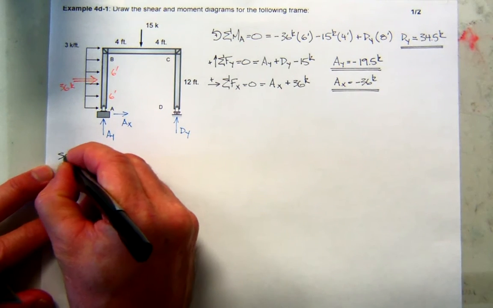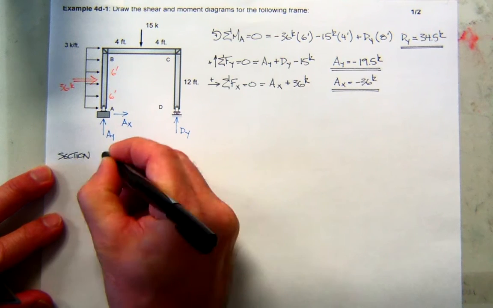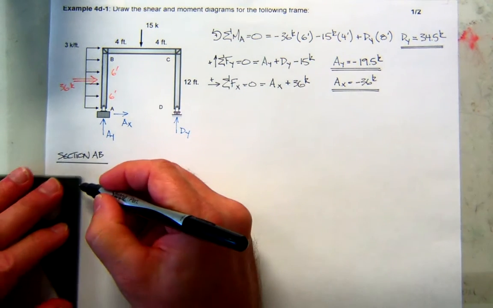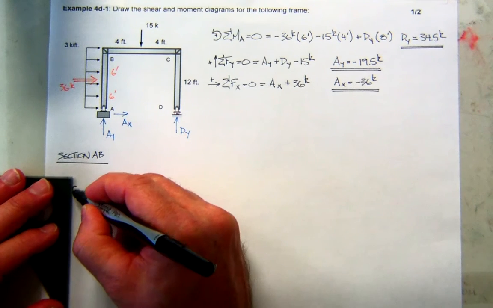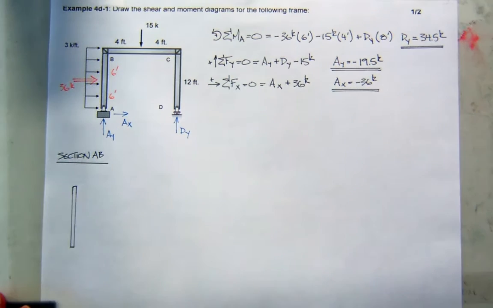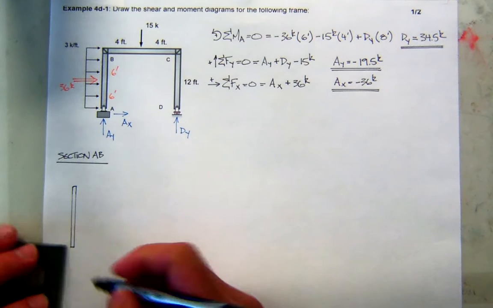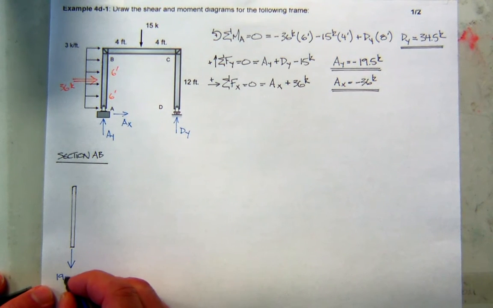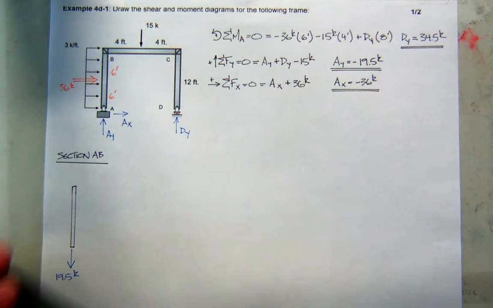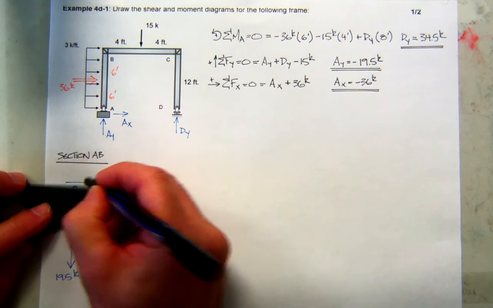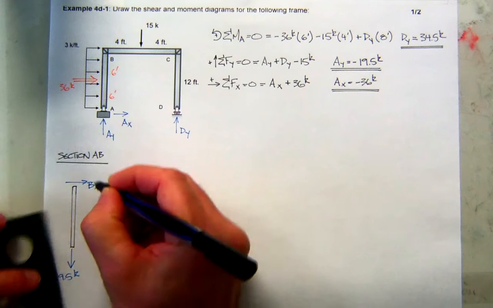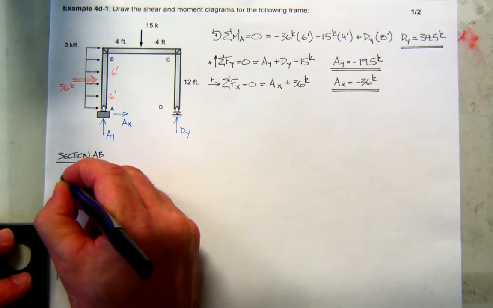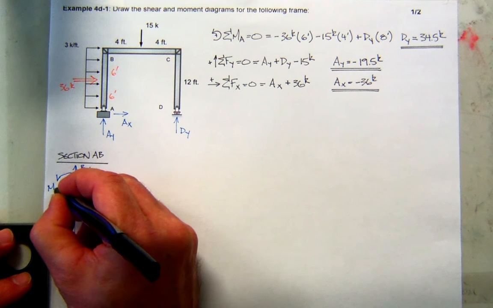So let's look at section AB. I'll draw the free body diagram for that. There it is. I've already found AY. It was negative, so it's acting down, and that's 19.5 kips. Now at B, I will assume positive BX, positive BY, and then right-hand rule, I'll assume a moment.